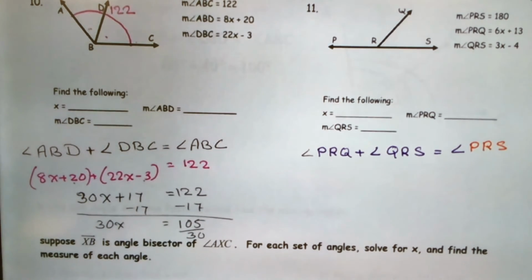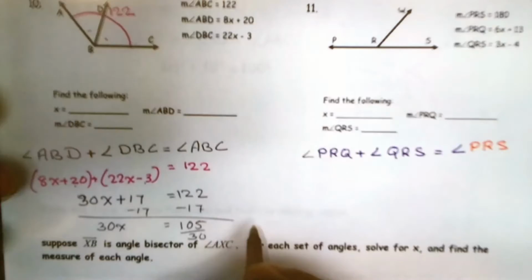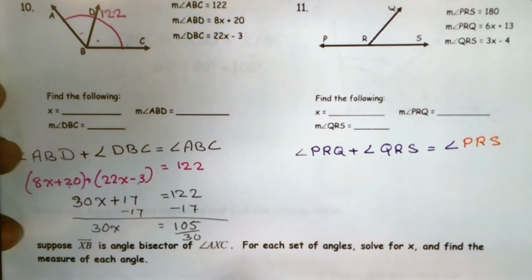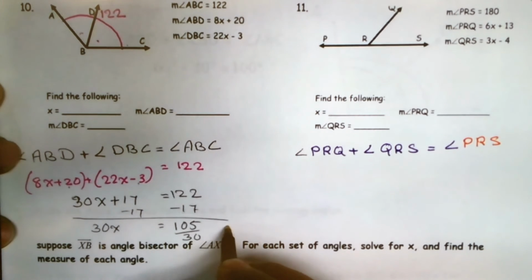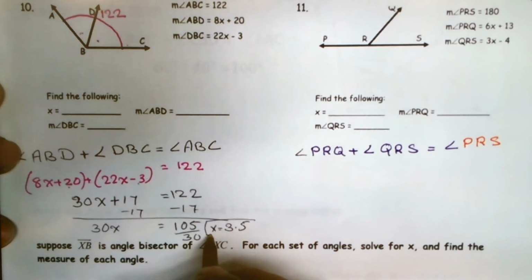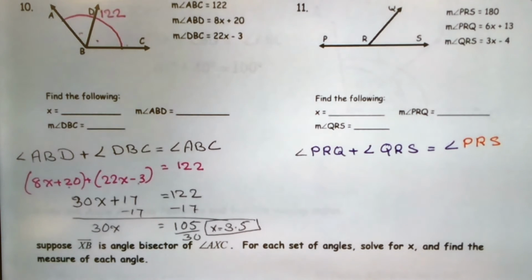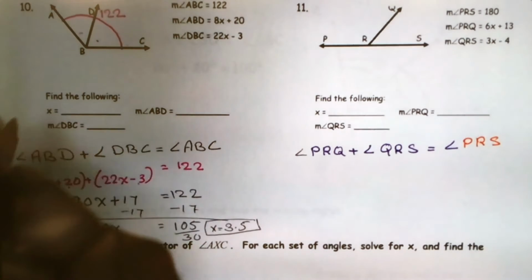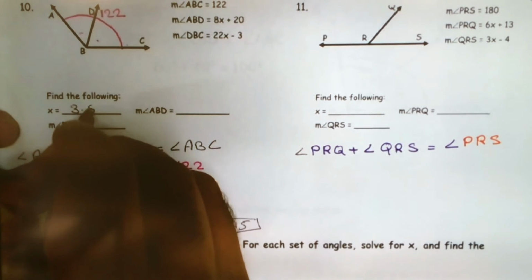30 on both sides. So 105 divided by 30 should be the answer. So the answer for x is equal to 3.5. So x is 3.5. That should be the value of x. So x is equal to 3.5.